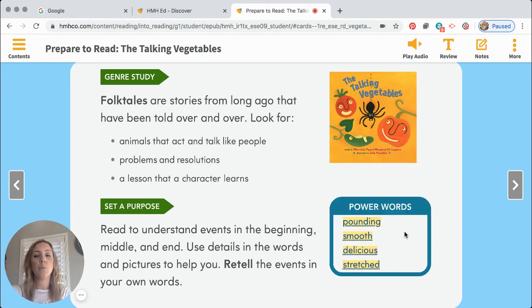Let's go back and read all 4 of our power words, because remember, when we get to those words in the text, you're going to have to read them out loud with me. So let's practice. Ready? Pounding, smooth, delicious, stretched. Excellent job. All right, let's go ahead and go to the next thing.